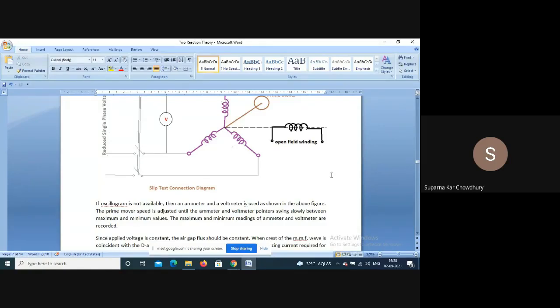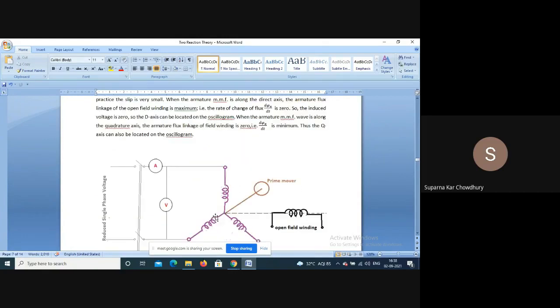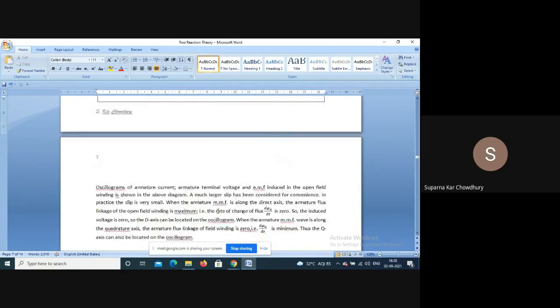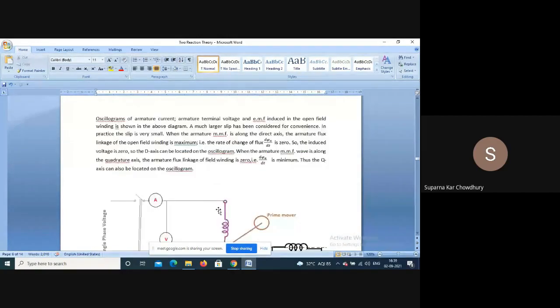From the oscillogram, if we calculate V max, V minimum, I max, I minimum, there can be human error. Similarly, if we measure the maximum and minimum voltage and current, there also might be human error during taking readings, and also some error is introduced due to the inertia of the moving part of the ammeter and voltmeter. So to avoid that, only the ratio of Xd and Xq is determined from here.